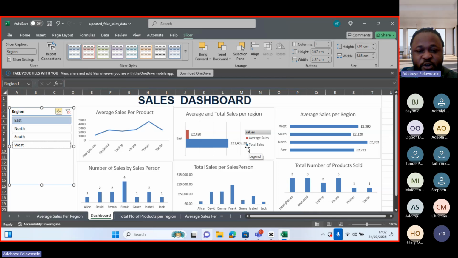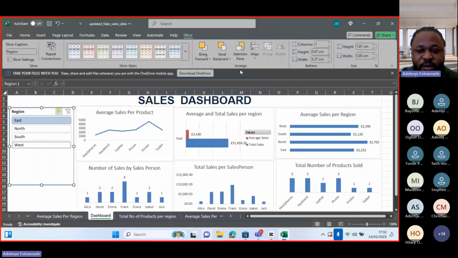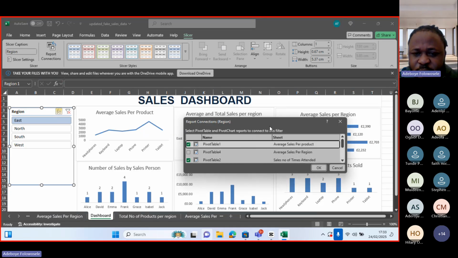And this is, okay, let me say that I don't want it to communicate. I've admitted all of them. I don't want it to communicate with average and total sales per region. So let me go back to report connection again. I don't want it to communicate to average and total sales per region.